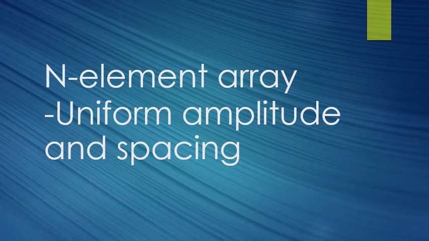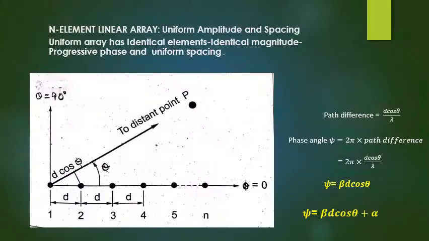Welcome to the video lecture on n-element array with uniform amplitude and spacing. So this is a linear array of n isotropic point sources of equal amplitude and spacing. So this is a linear array. So why is this called a linear array?